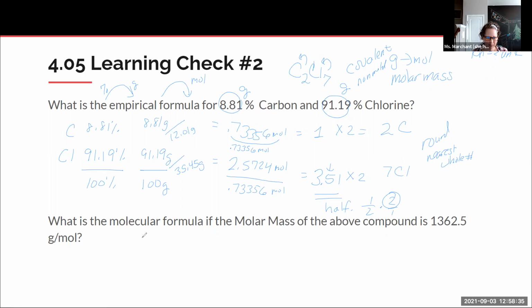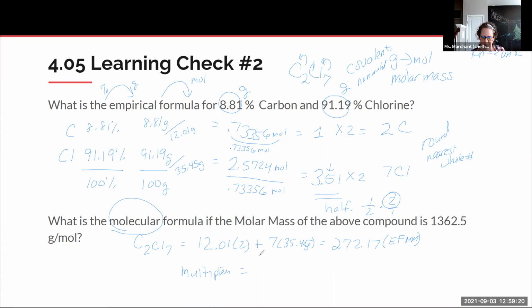All right, so let me figure out C2Cl7. What is its molar mass? 12.01 times 2 plus 7 times 35.45, sorry. And what is that going to give us? 272.17 is the empirical formula's molar mass. Now we've got to find the molecular formula's molar mass. So how do we do that? We need to know our multiplier.